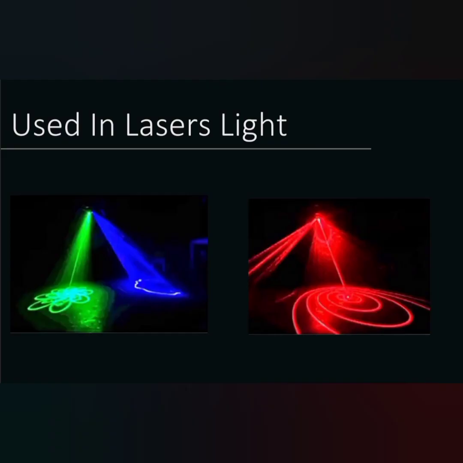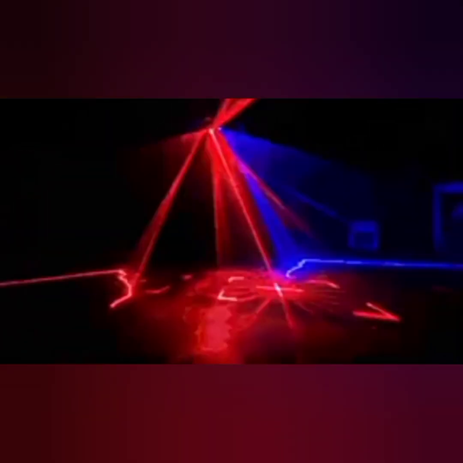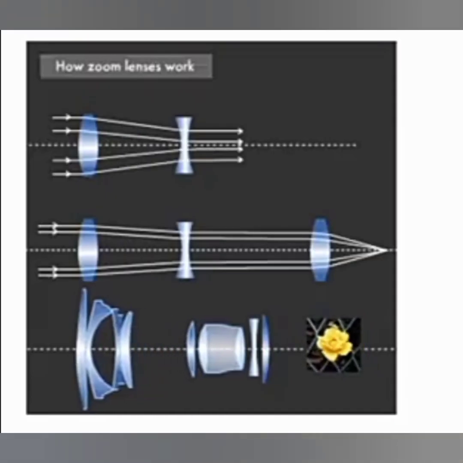It is also used in laser lights as the concave lens has a diverging nature. It diverges the light. Concave lenses are also used in cameras. Let me explain to you how.